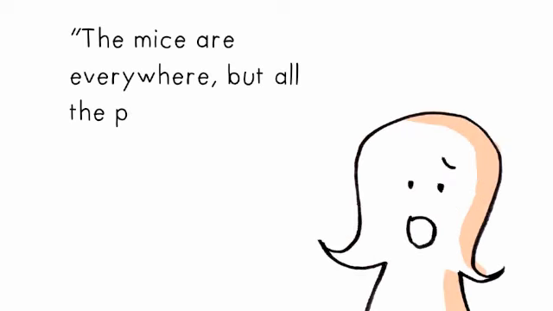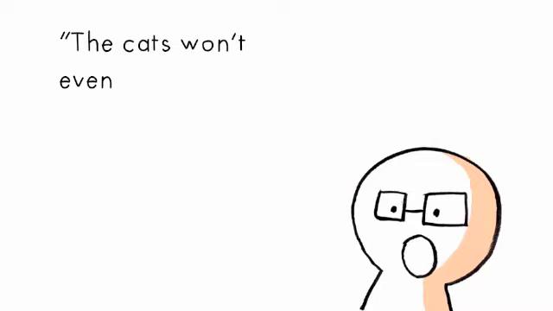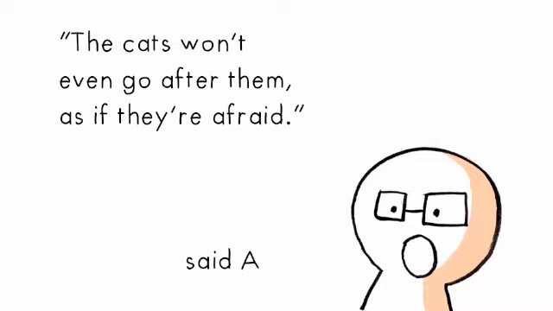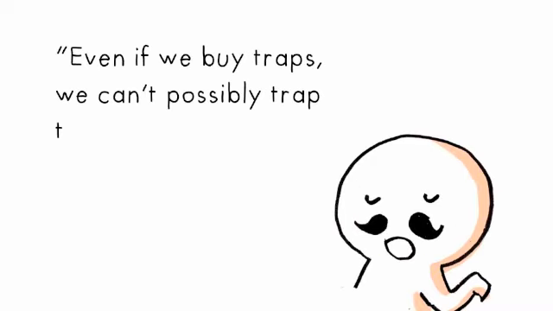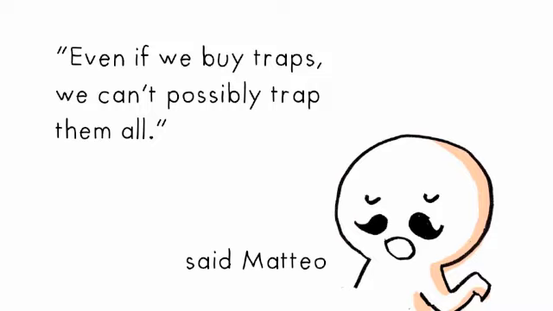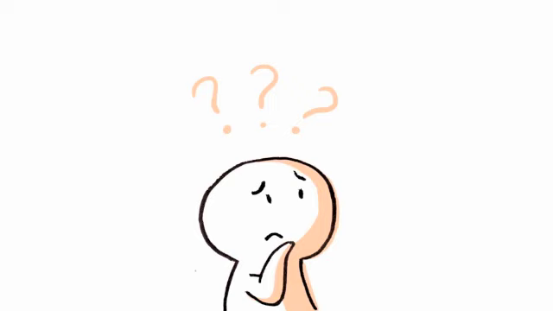"The mice are everywhere, but all the poison here doesn't work," said Mary. "The cats won't even go after them, as if they're afraid," said Andrew. "Even if we buy traps, we can't possibly trap them all," said Mateo. Pedro became worried. Everybody was at a loss about this growing mouse problem. Pedro and his neighbors have a problem they can't solve. Not that they haven't tried.